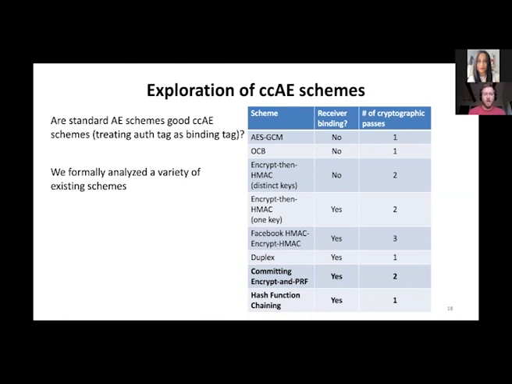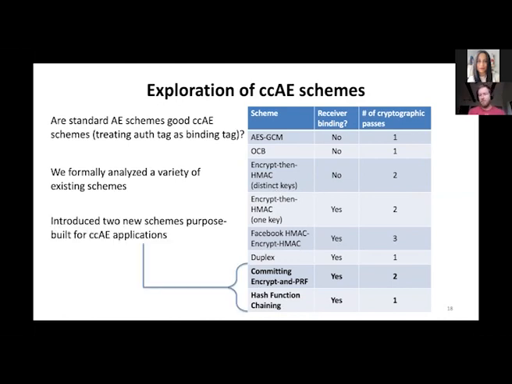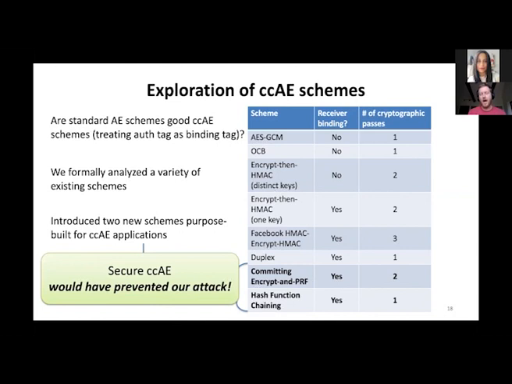We also introduced new schemes that provide performance improvements over the existing constructions like Facebook's. And the high level takeaway from all this is that if you had used these secure CCAE schemes for all of the components of symmetric encryption in, say, the secret messenger application, then it would have prevented our attack, and this would have gotten rid of the root cryptographic vulnerability that our attack exploited.